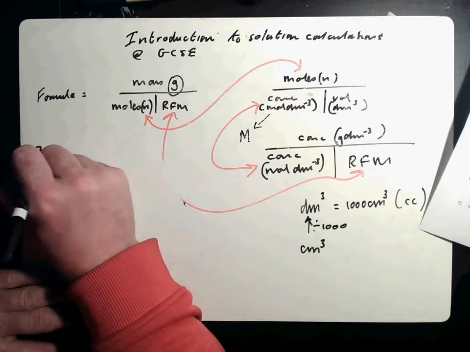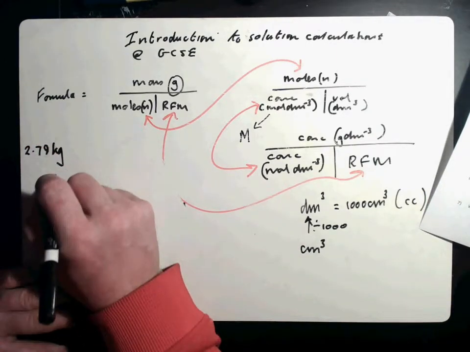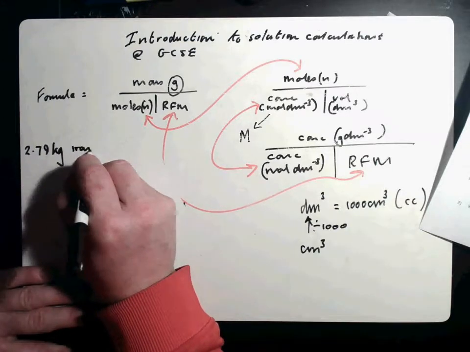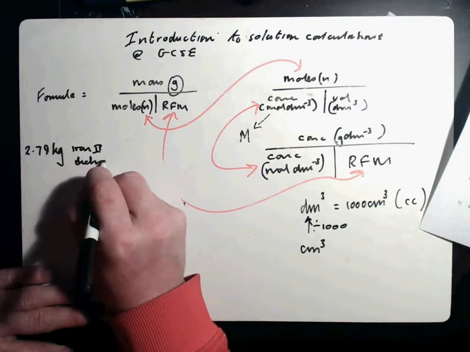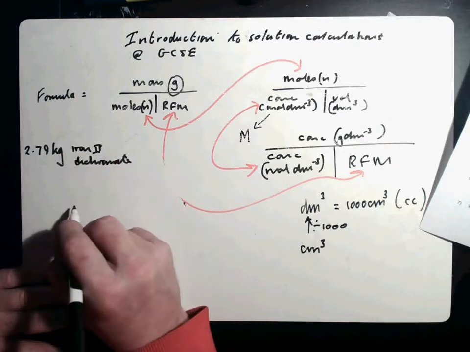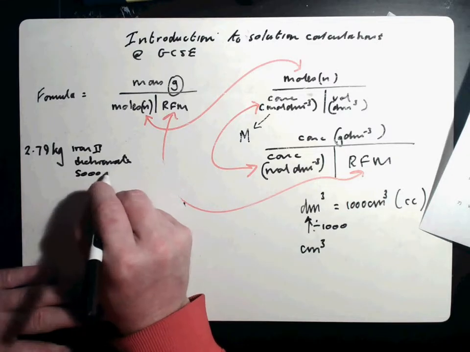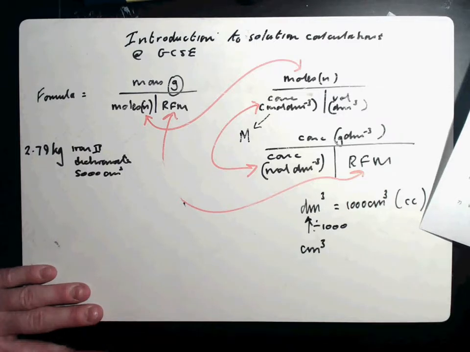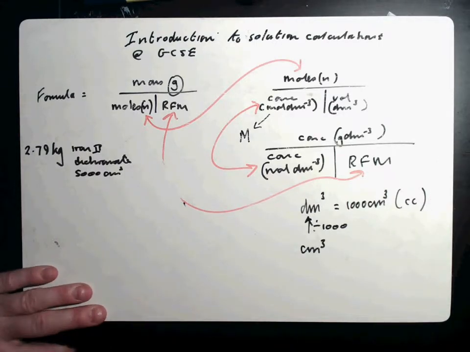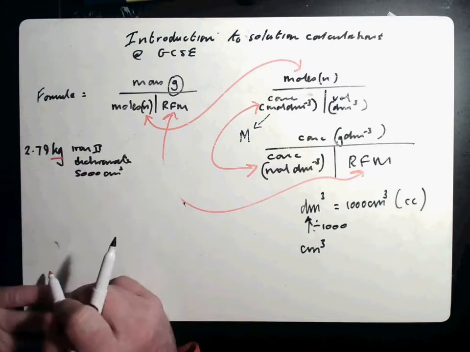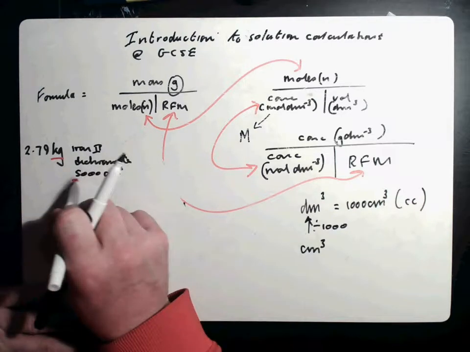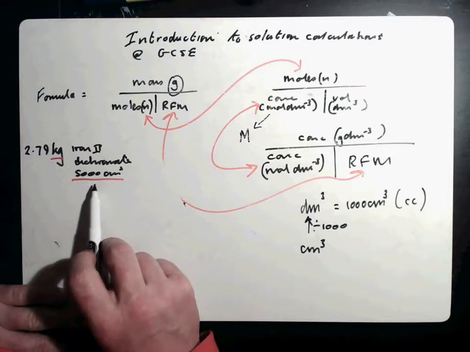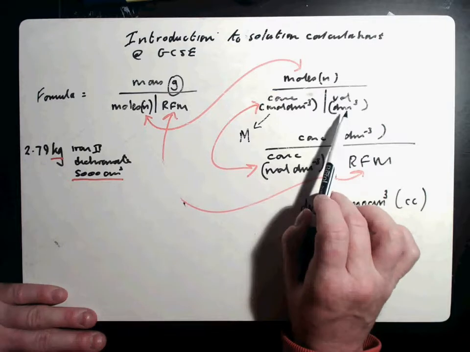And we've got 2.79 kilograms, and we've got iron 2 dichromate, and that's in 5,000 cubic centimeters. So as soon as I look at this, the first things that I'm making myself aware of here is, firstly, my mass is in kilograms, and secondly, my volume this time is in centimeters cubed. Quite a lot of it, so I've got to again divide that to put it into decimeters cubed.